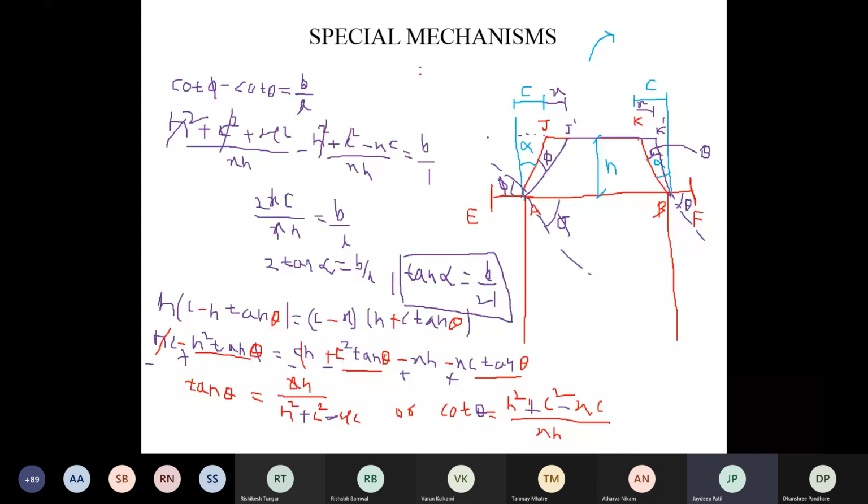Now, can anyone tell me what are the disadvantages of this mechanism? Link JK slides, which means there are sliding members. Now in that mechanism sliding members are present. Therefore friction will occur, and wear is more. Wear and tear. This is the main drawback of this mechanism: because of the sliding member, more wear takes place.